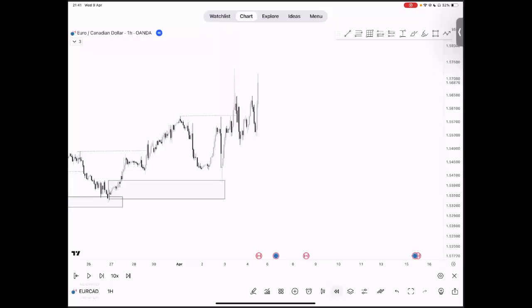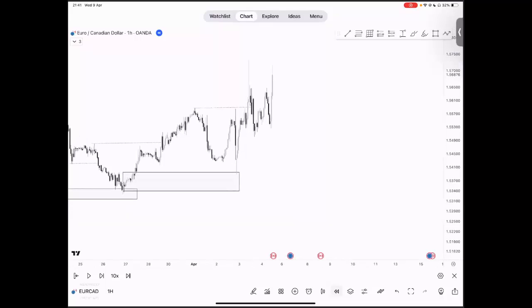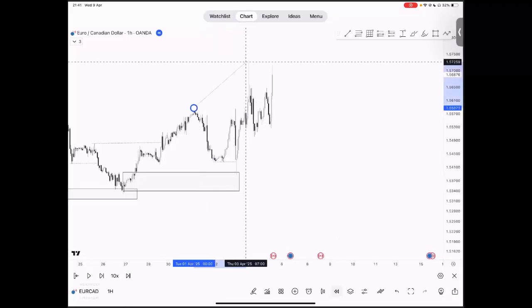Now, if you look at this particular one, price has now mitigated these demand levels. This is the 1 hour time frame. And then you spot this pattern. We had price take out this low. You can see that the mitigation on this demand zone took out a low. After that low was taken out, it went ahead to break structure. You can see this new high.